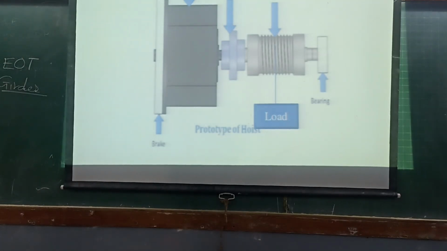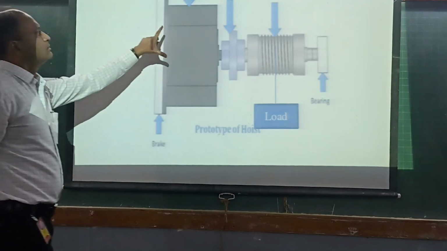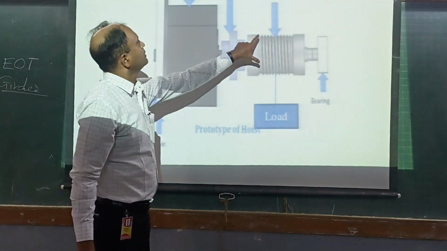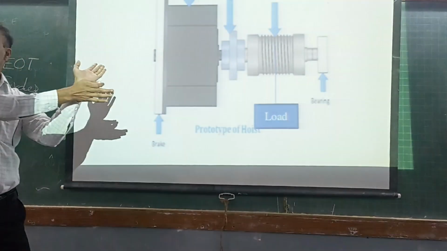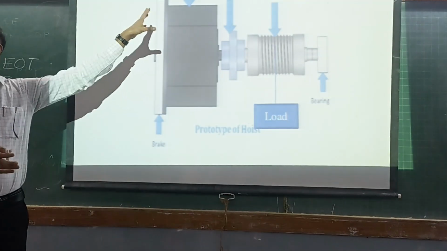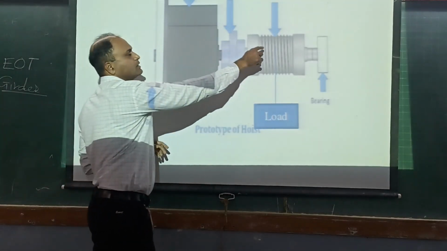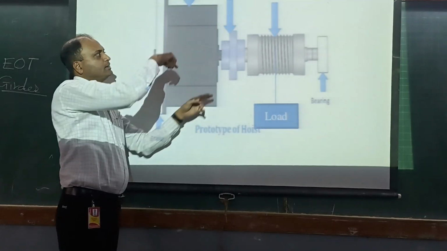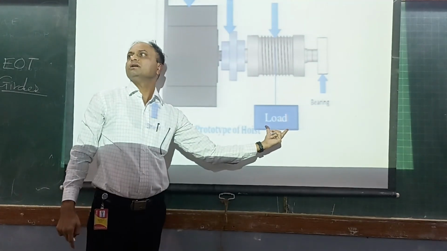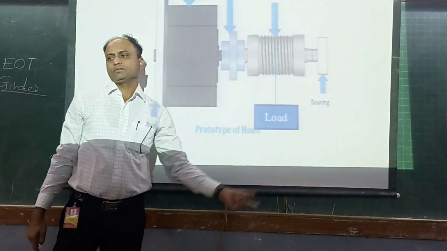Then here also, motor, coupling, rope drum. Now in this case, there will be a gearbox inside this cabinet only. Along with the motor there will be a gearbox. So that is coupled with the rope drum with the help of a coupling, and then at the end of the rope there is a load.